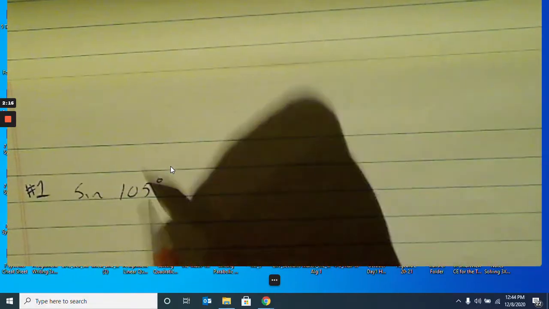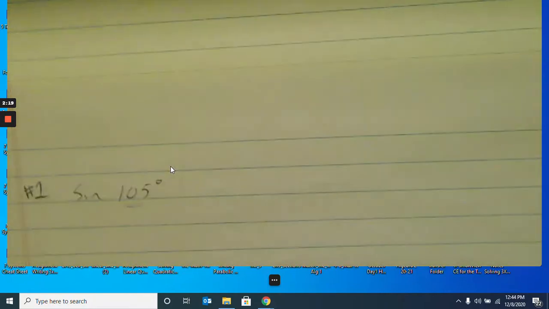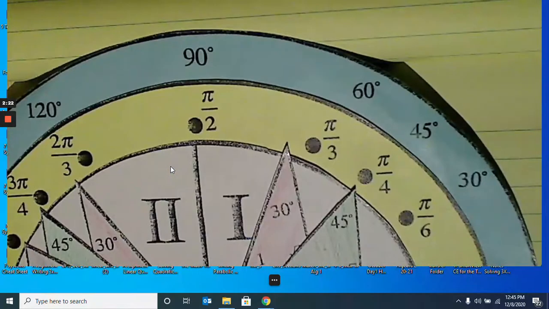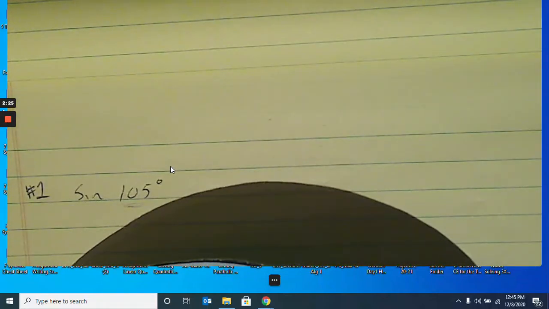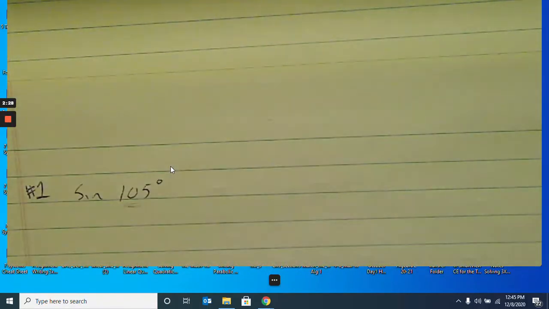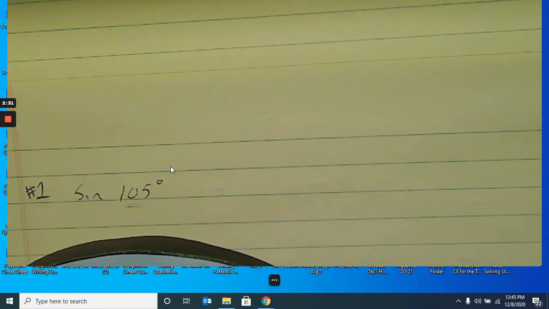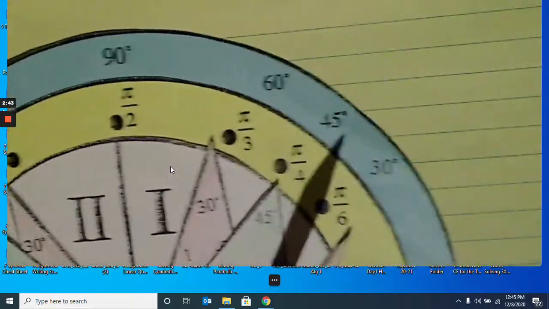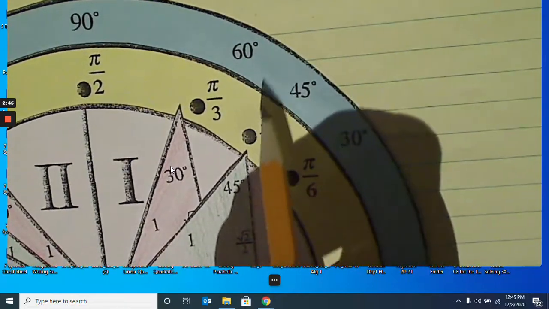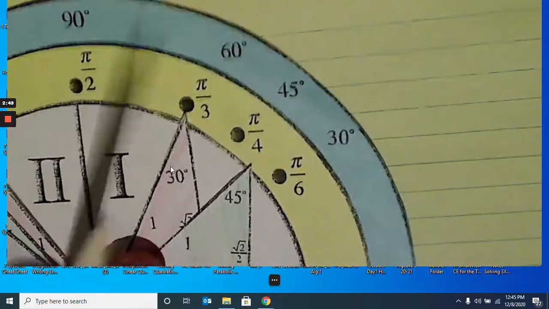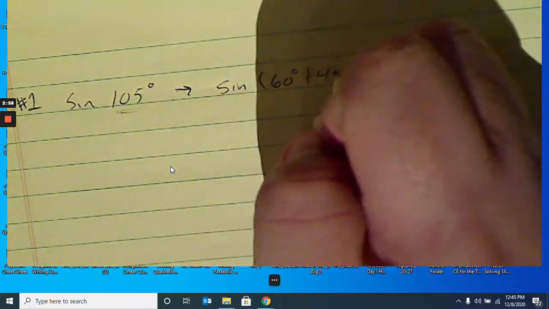So the first thing I want to figure out is a way to rewrite 105 using all the degree measurements that I actually know. Okay. And there are different ways of doing this in terms of degree measurements. You could do it as a sum or a difference. I like to try and keep it as simple as possible. So for 105, if I first look at my circle, you know that 105 is not on here. But I can still find a sum for 105 by adding 60 and 45 degrees. So I can rewrite sine of 105 as sine of 60 degrees plus 45 degrees.